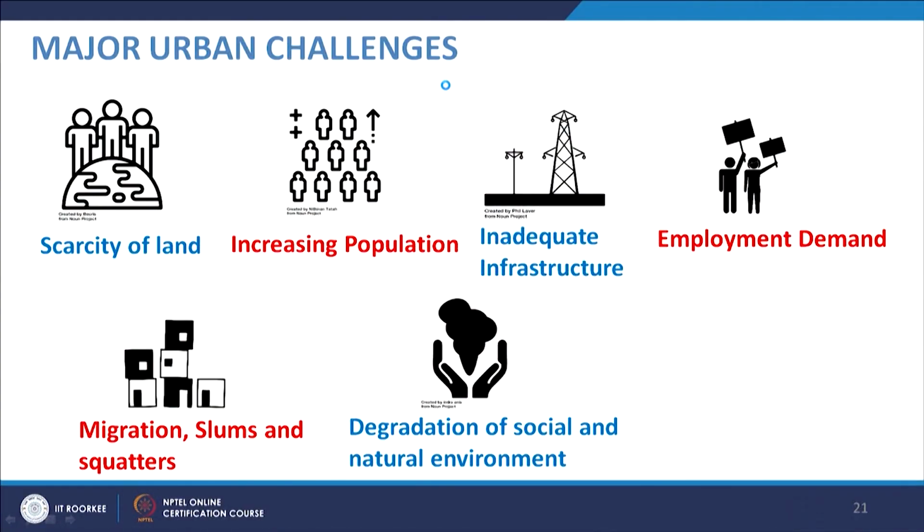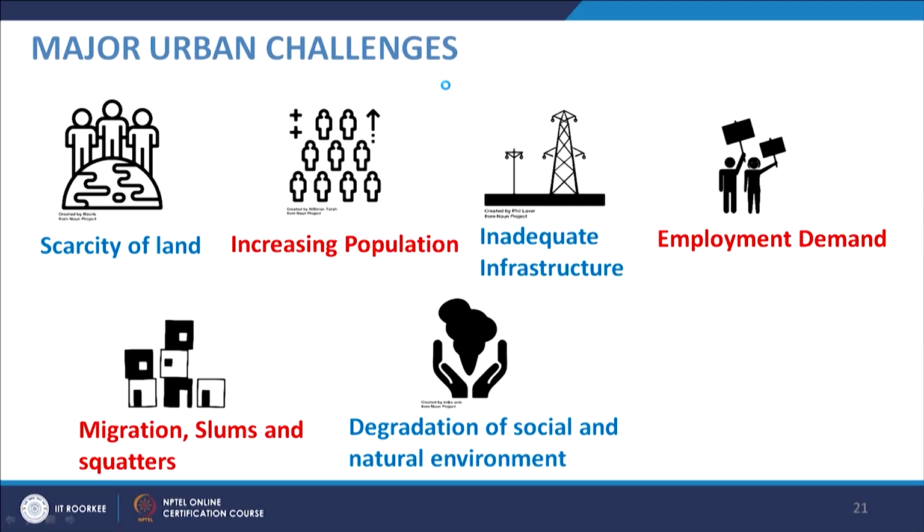So, how can we understand in a better way the nature of migration and plan for slums and squatters and the migrating people? That is another problem and challenge for the cities. Next is the degradation of the social and natural environment. Whenever there is a mismatch between the demand, in terms of the increasing population, and supply, in terms of the infrastructure, jobs and basic services, there will be degradation of the social and the natural environment.